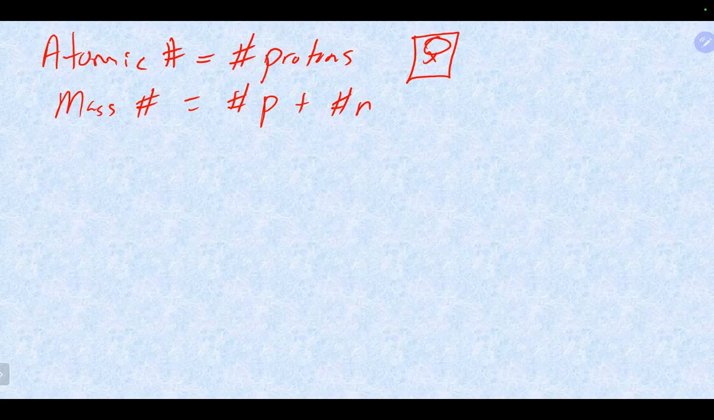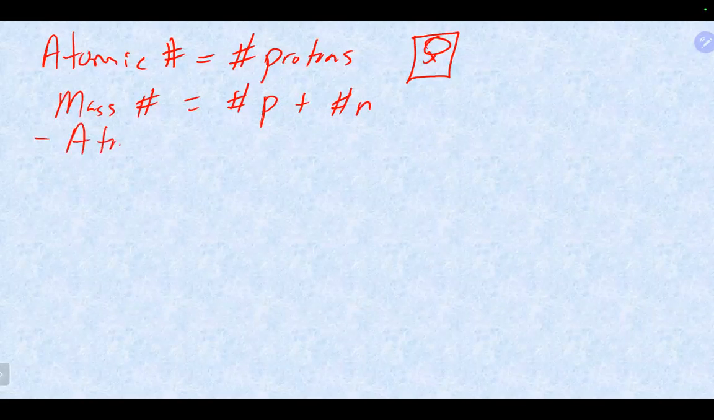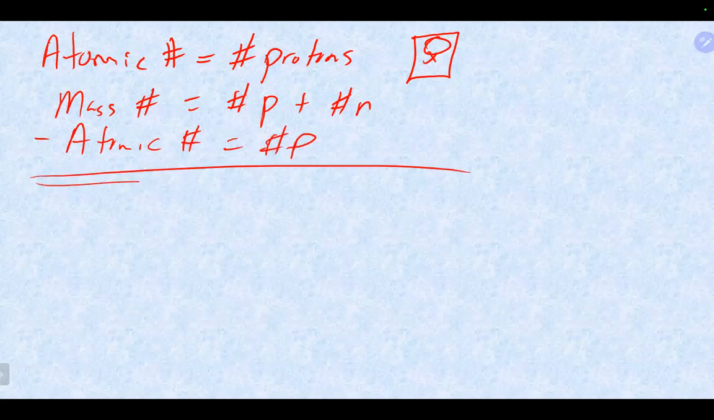The importance of both of these numbers is basically that if you take the mass number minus the atomic number, those guys will cancel and that will get you the number of neutrons there are. So if you take the mass number minus the atomic number, you get the number of neutrons.